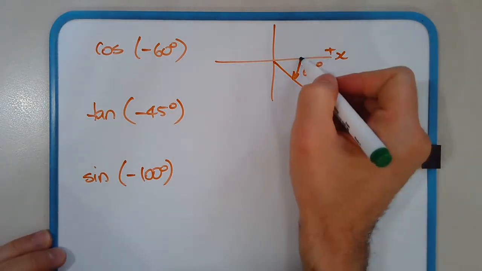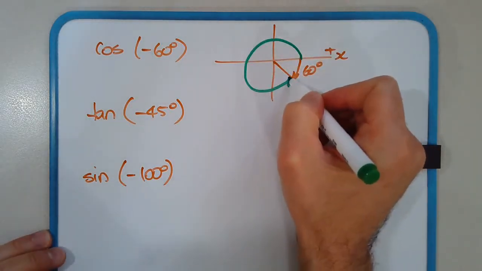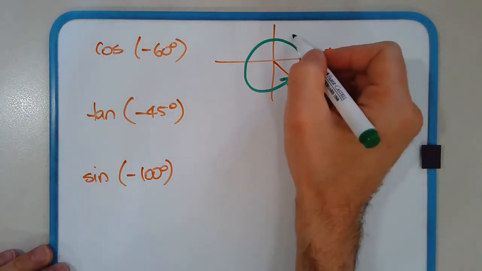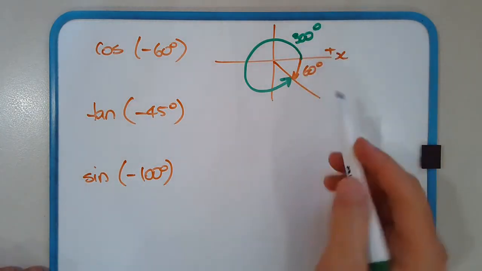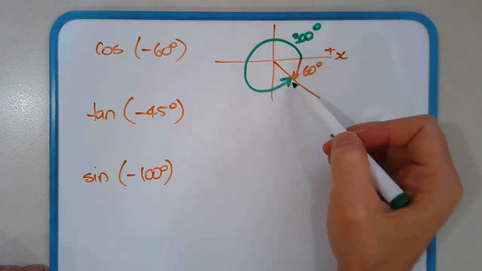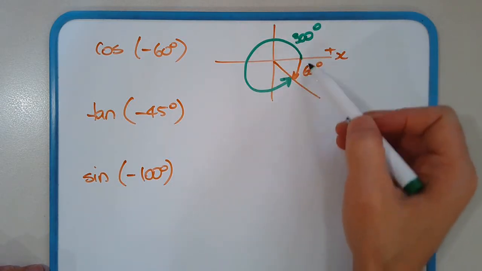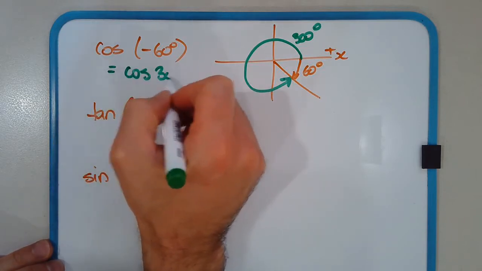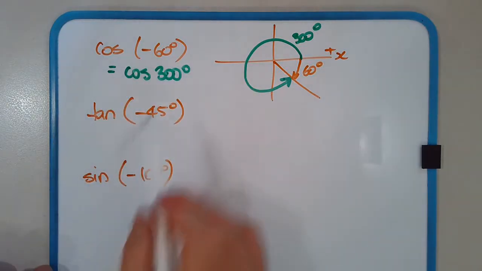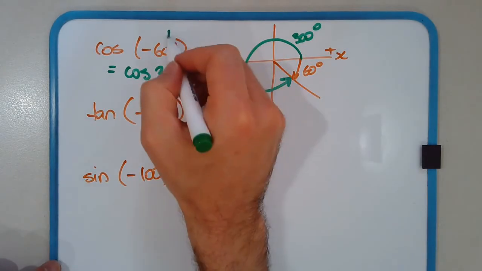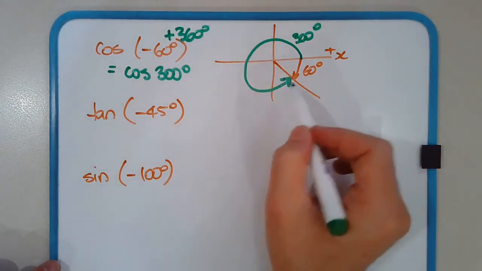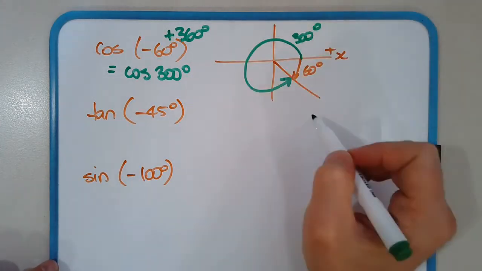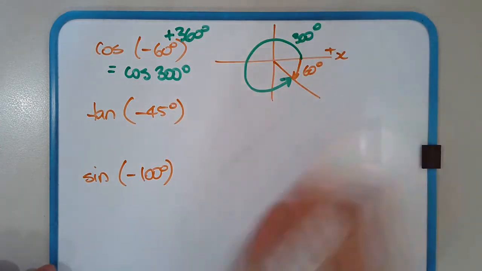This negative 60 is the same as going back the other way, measuring it in the conventional sense. That's going to be 300 degrees. So 300 degrees going forwards is the same as 60 degrees going backwards. So really, this is just the same as cos of 300 degrees. In fact, if you add 360 to it, that's just going around another full circle. Every 360 degrees means we're just going around in a full circle. Add another 360, you go around in a full circle.